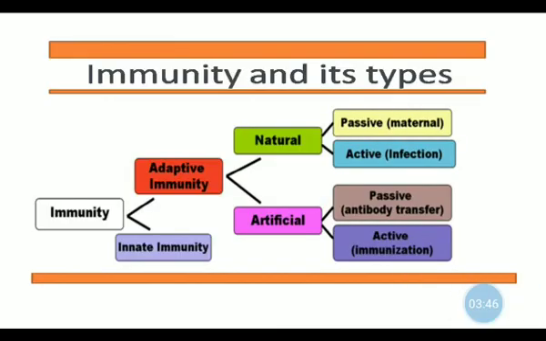So you can see in the chart immunity and its types. Immunity is of two types: adaptive immunity, also called acquired immunity, and innate immunity. Adaptive immunity again has two types, that is natural and artificial. Natural immunity is again divided into passive and active. Artificial immunity, again passive and active.